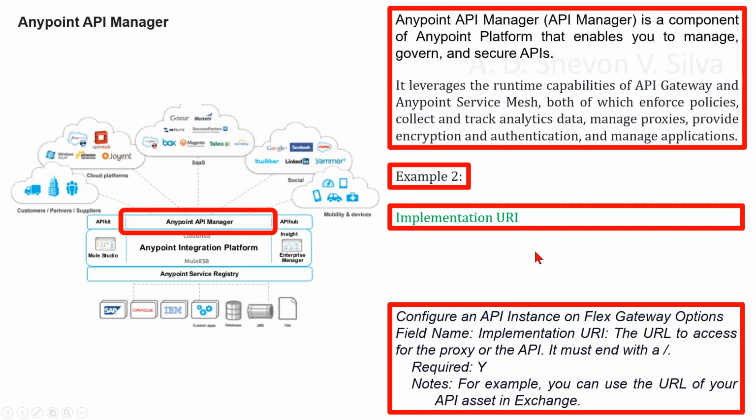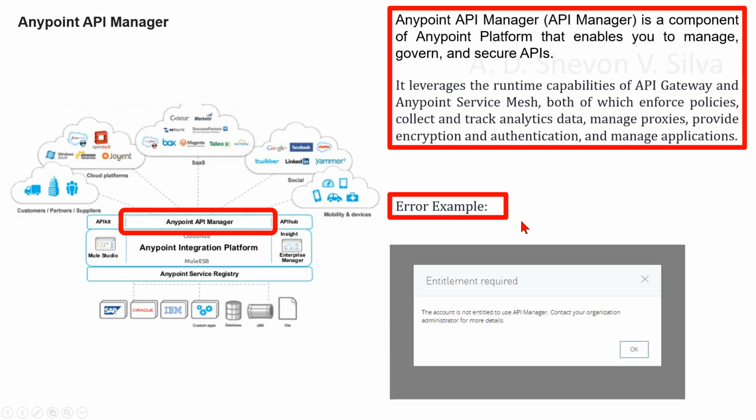With regard to configuring an API instance on Flex Gateway options, we can consider the field name implementation URI, the URL to access the proxy or the API. It must end with a forward slash. This is a required field. For example, you can use the URL of your API asset in Exchange.